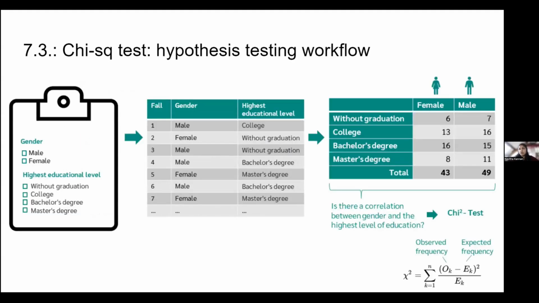So what is the workflow of this? For example, you're doing a survey somewhere and you get these two categories of data, like the gender, male and female, and the highest level.